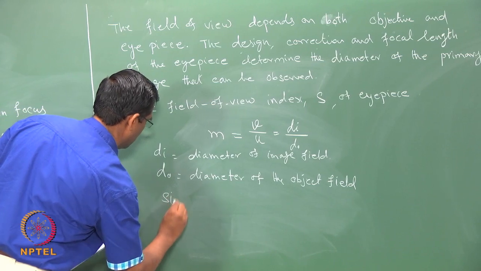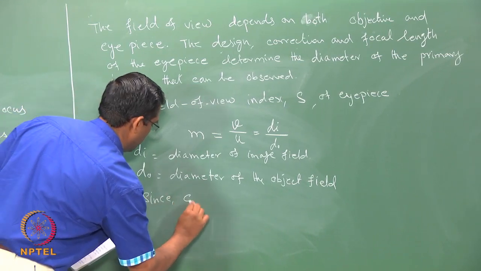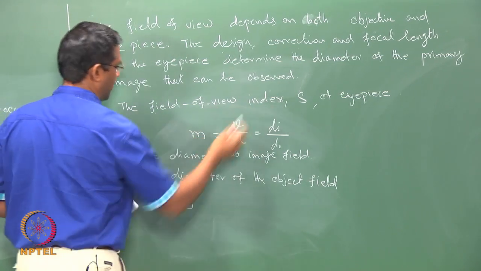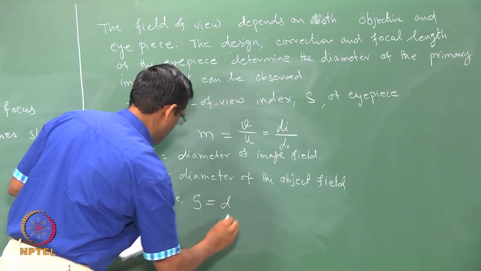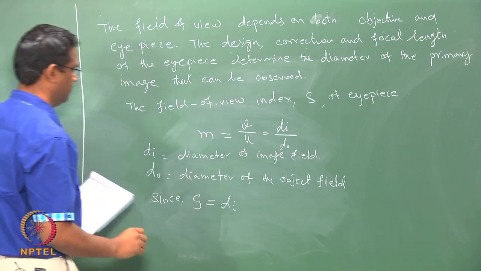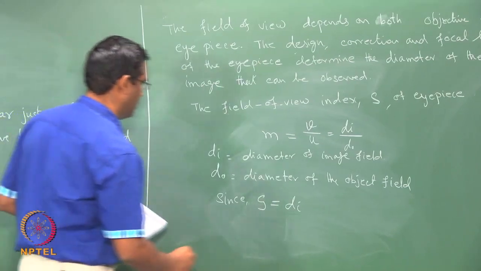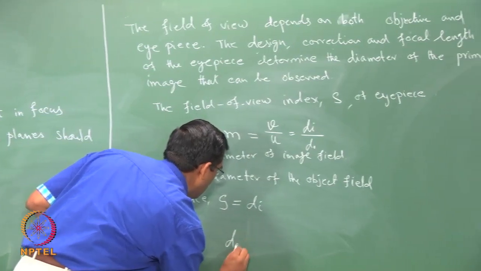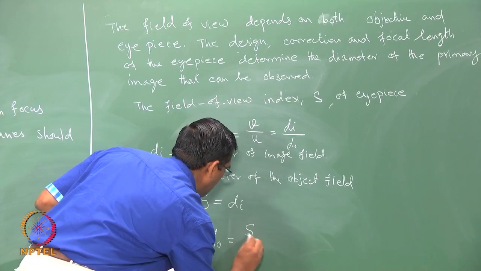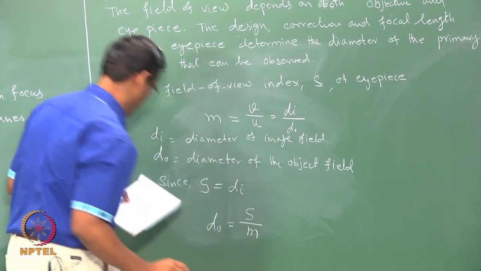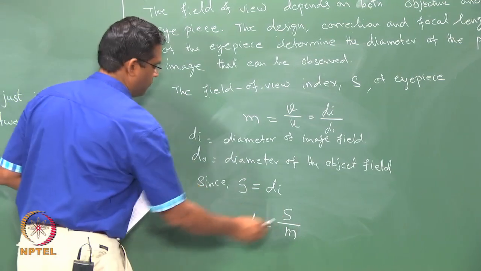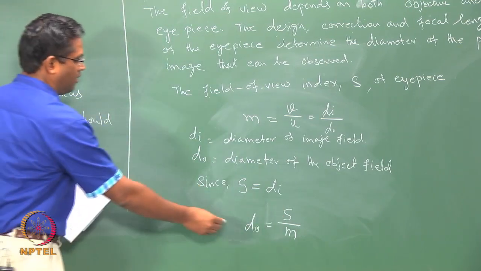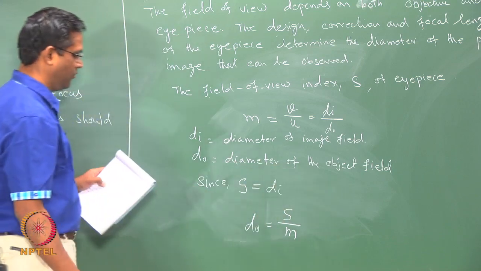And since your field of view index S is equal to D I, we can write D naught is equal to S by M. Here M is magnification, S is the field of view index, and D naught is the diameter of the object field.